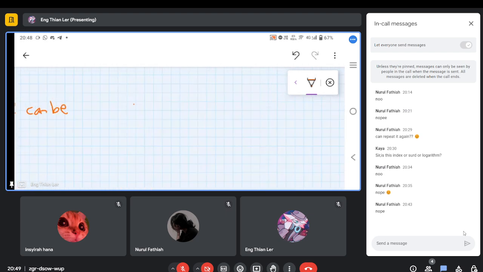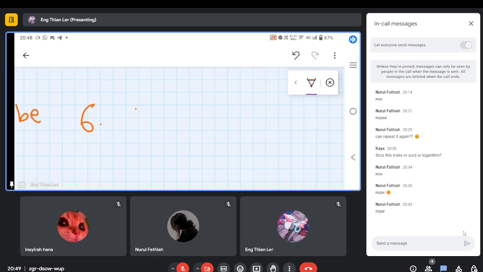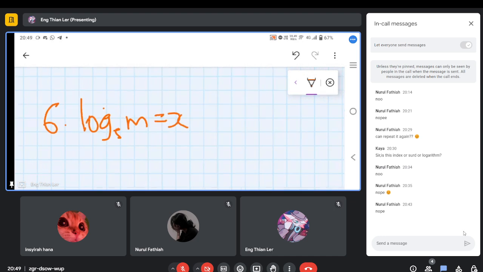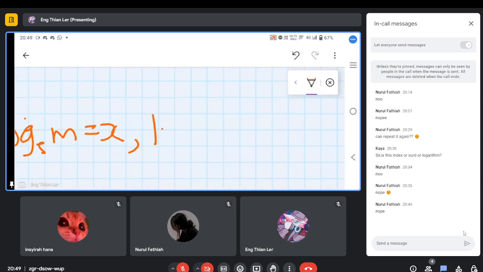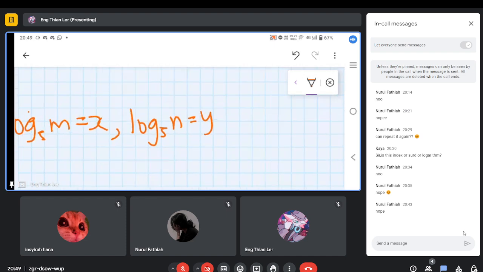Number 6. So for number 6, for this, log base pi of n equals x. Okay, so now we need to express this in terms of x and y.